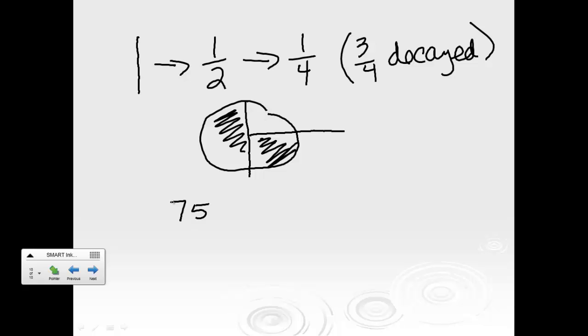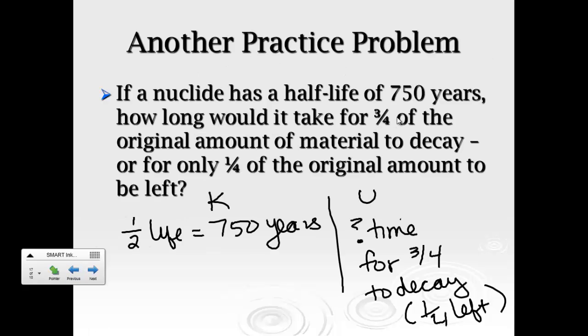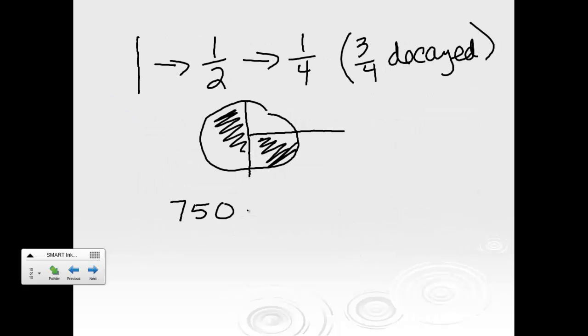So all I have to do to take my math is take my 750 years. Now if I go back for a second, the way 750 is written like this, there's only 2 significant figures, so my answer is only going to have 2 significant figures. I take that and I multiply it by 2. Now I don't use my 2 to limit it because it's just what we would consider to be a constant, I guess. And on my calculator, I'm going to get 1500.